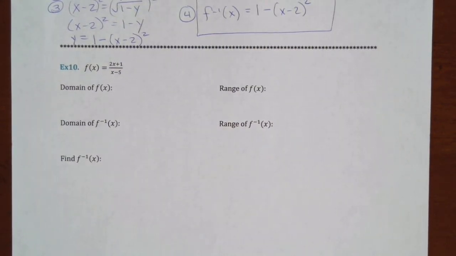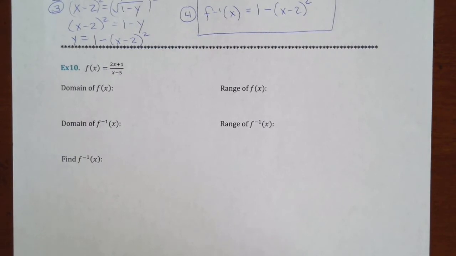All right, so we're back to finish the last part of section 4.4. So we're on example 10. So this is the part 2 video. So we're looking at this time a rational function. So we need the domain and the range of this function, and then the domain and range of the inverse, and then the inverse function.